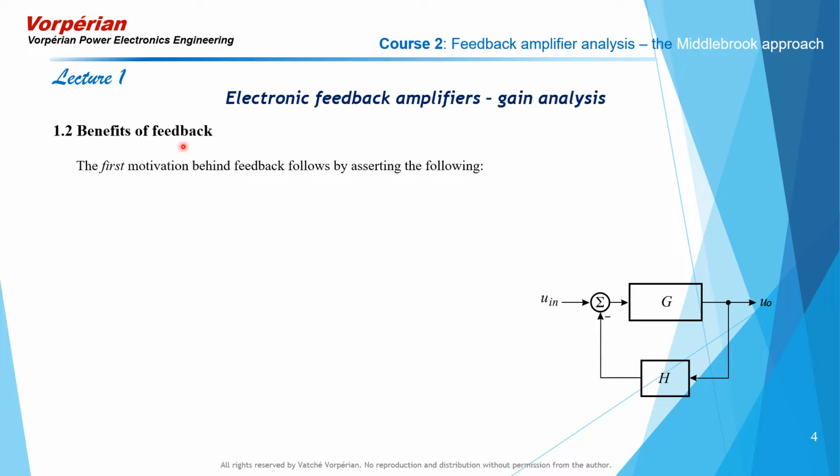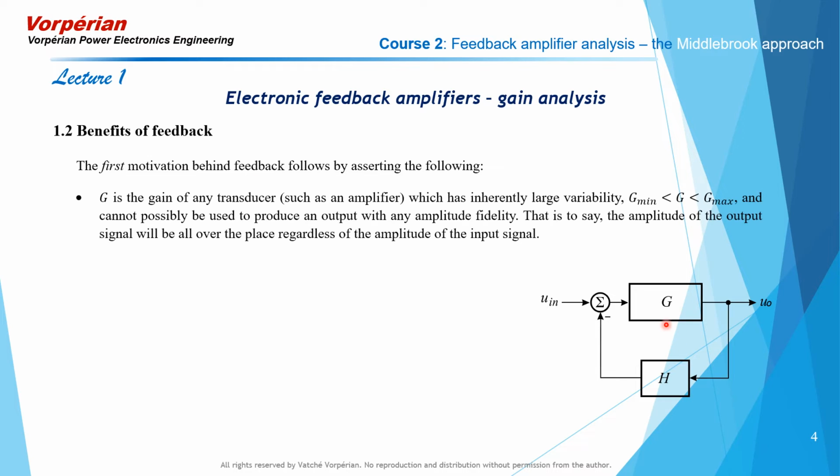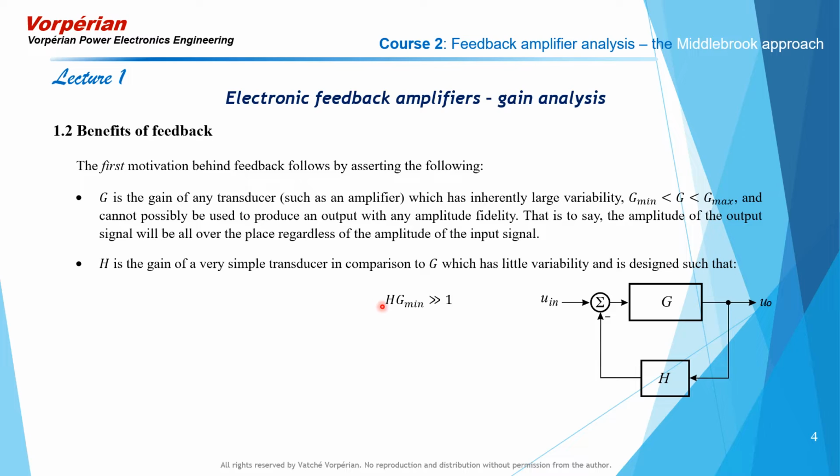Now let us look at the benefits of feedback. The first motivation behind the use of feedback follows from the fact that G, the main plant, has large variability, and as such, it cannot possibly be used to produce an output signal with any amplitude fidelity. That is to say, the output signal will be all over the place regardless of what the input signal is doing. But we realize that since H has very little variability, then if we were to make the product H times G min much larger than unity, then the closed loop gain AF would effectively reduce to 1 over H.